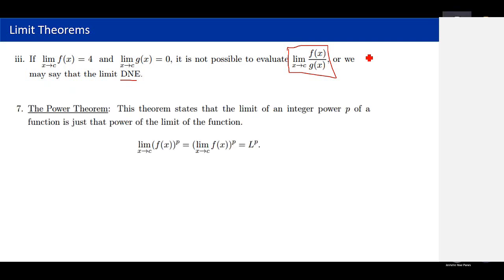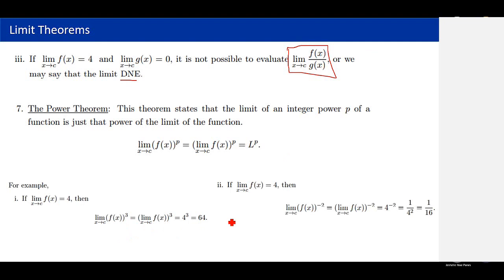The power theorem, kung may exponent tayo, so we will do the law of exponent. Example, 4 cubed: the limit of f of x equals 4 and the limit of f of x to the power of 3 as x goes to c. So that is 4 cubed, that is 4 times 4 times 4, that is 64. Similar to this, the limit of f of x equals 4 as x goes to c, and f of x goes to the power of negative 2, that is 4 to the negative 2 or 1 over 16. So, kung negative ang exponent, ganun pa rin, law of exponent pa rin gamitin.